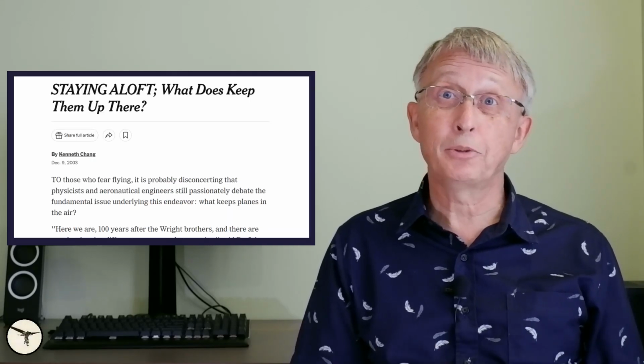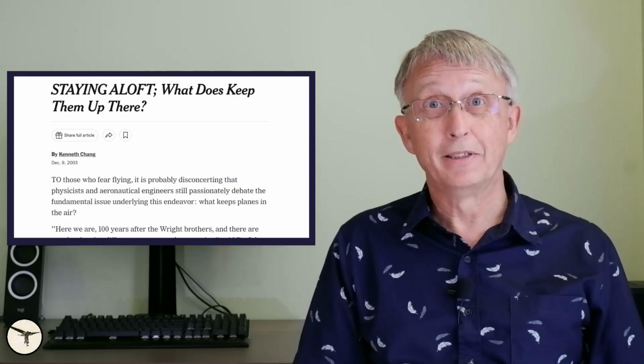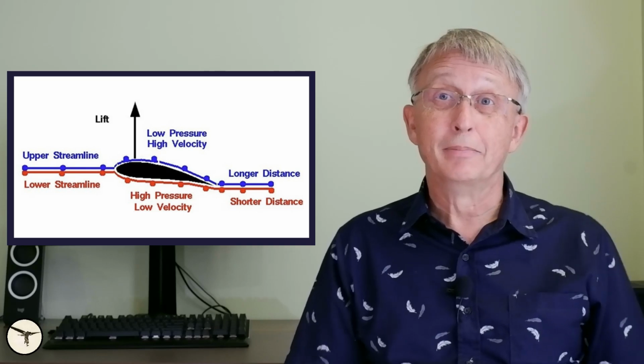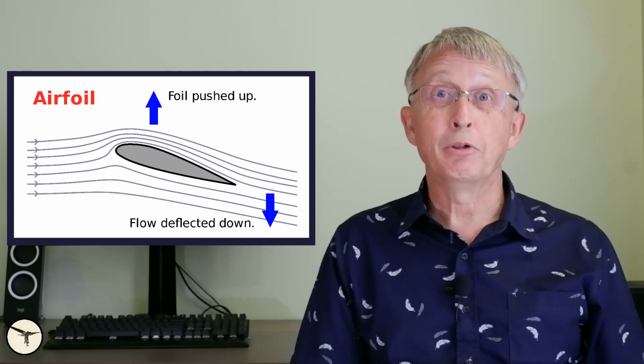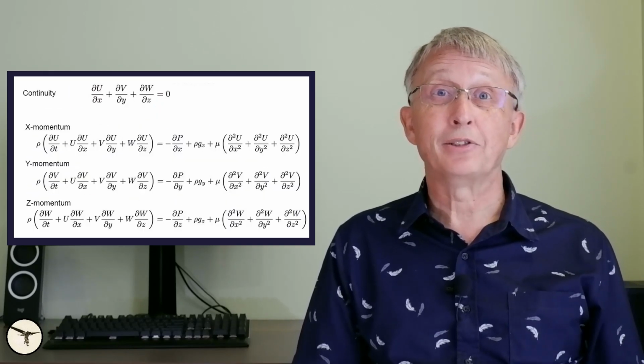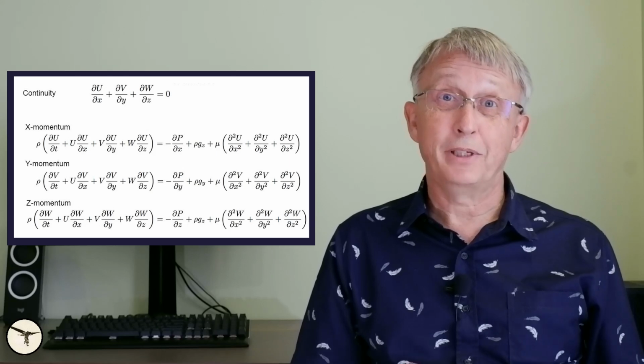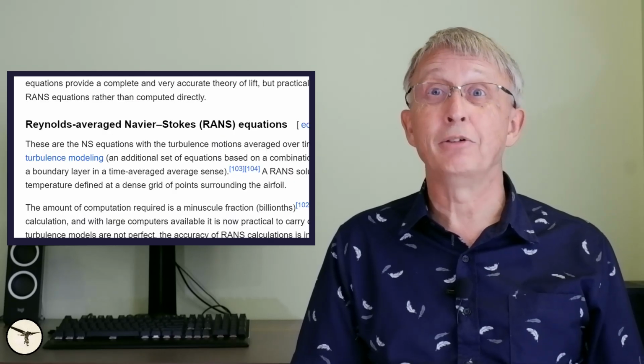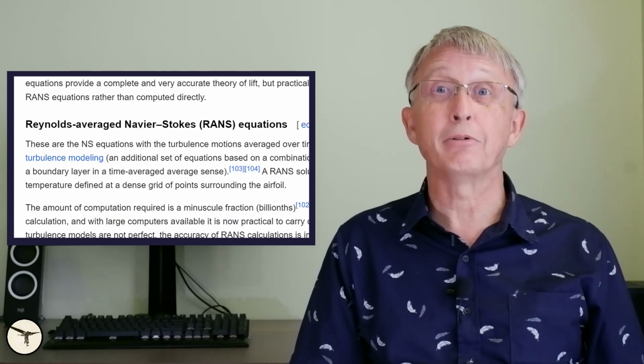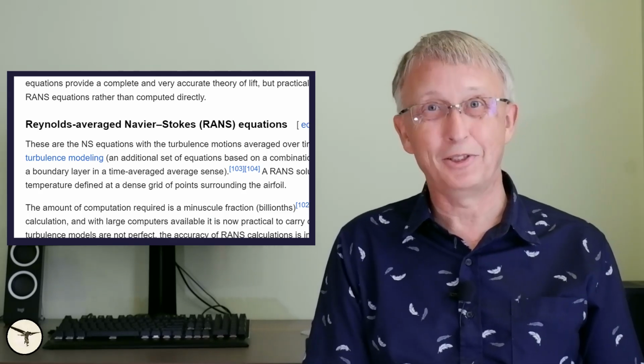Some say nobody knows because it's too complicated. Some say it's Bernoulli. Some say it's Newton's third law of motion. Some say it's the Navier-Stokes equations. And if you have read Wikipedia lately, you may say it's the Reynolds-averaged Navier-Stokes equations. Wow, good job. An engineer at Boeing once said, "It's easy to explain how a rocket works, but explaining how a wing works takes a rocket scientist."